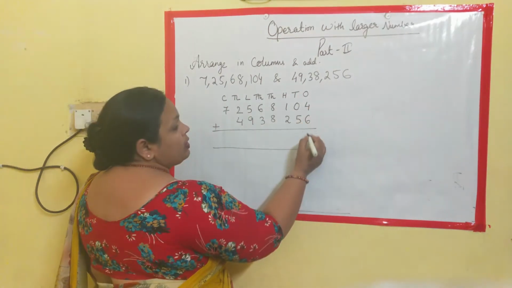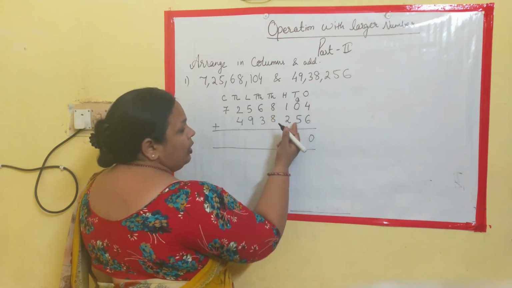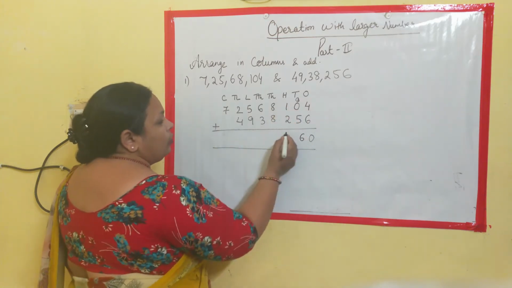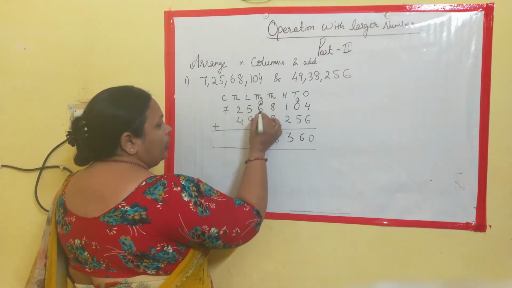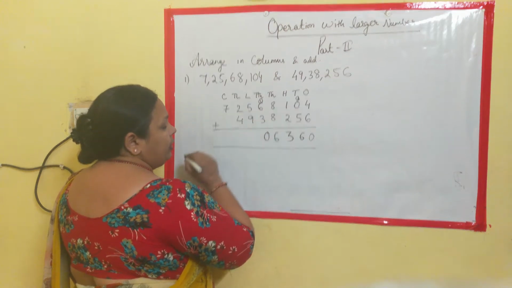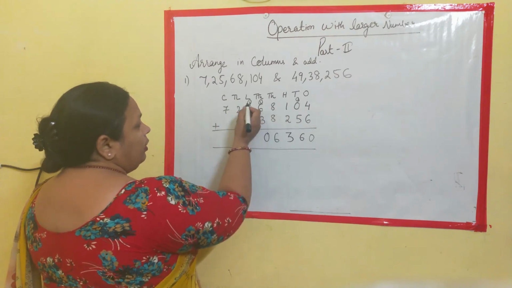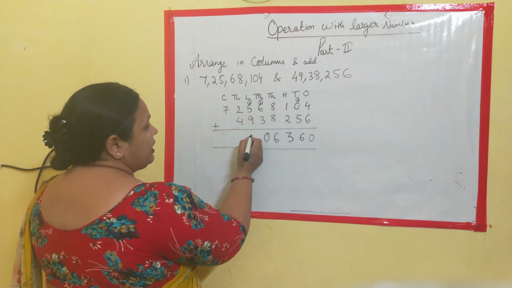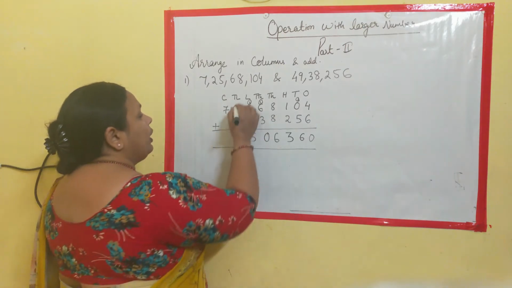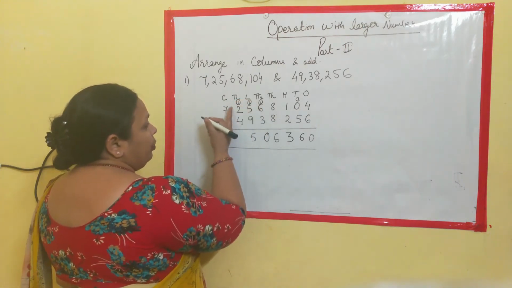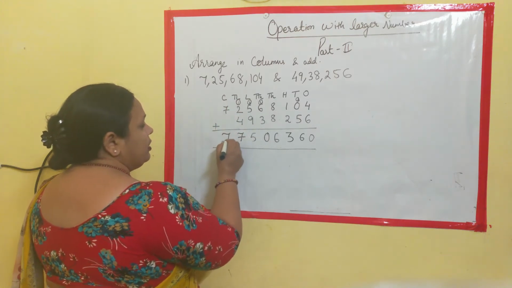So 4 plus 6 is 10, write 0, carry 1. Then 0 plus 1 is 1, and then 5 is 6. 2 plus 1, 3. 8 plus 8, 16. 6 plus 1, 7. 7 plus 3, 10, write 0, carry 1. 1 plus 5 is 6. 6 plus 9 is 15, write 5, carry 1. 2 plus 1, 3. 3 plus 4, 7 and 7.